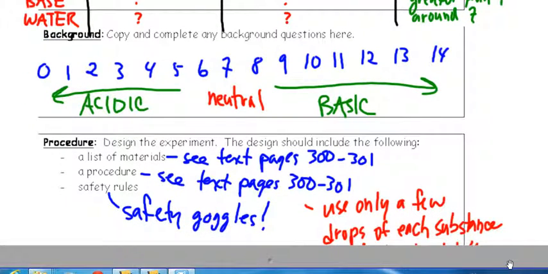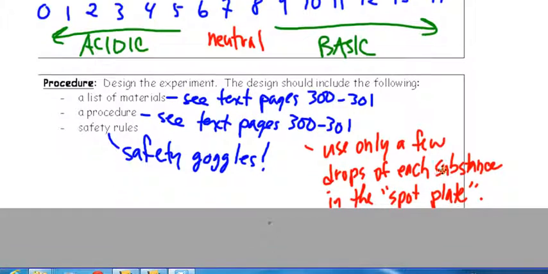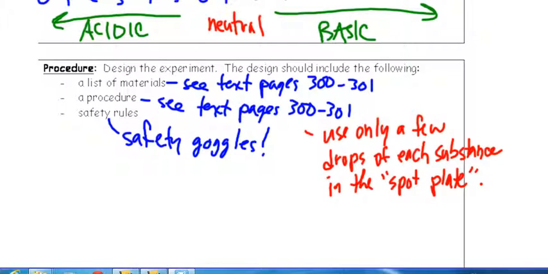And I'll have a textbook laid out there so you'll be able to see the procedure as to how to do this. Yes, safety goggles, of course, acids and bases. You don't want to get those in your eyeballs. And the big thing here is only use a few drops. It's not a case of more is better. Just use a few drops of each of the substances I have. All the substances I have are liquid form, and just a few drops of it, and then you can do your tests that you'll see on the next page there. Okay, so only a few drops.